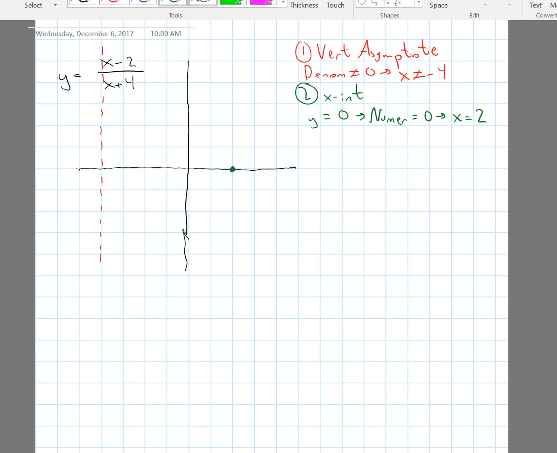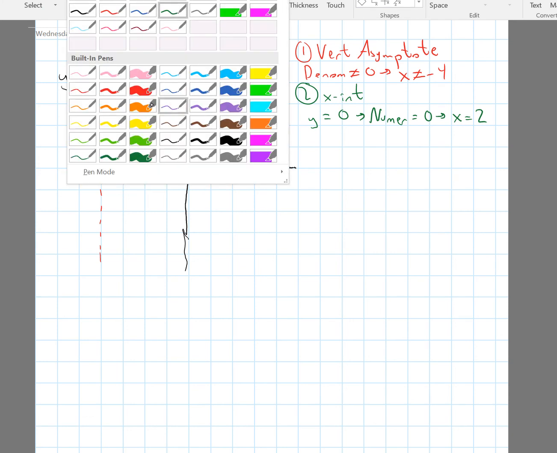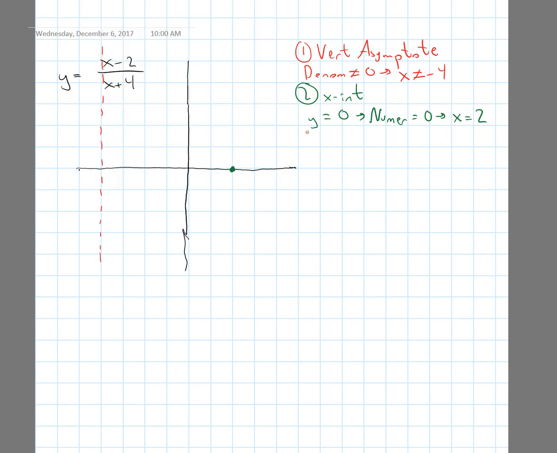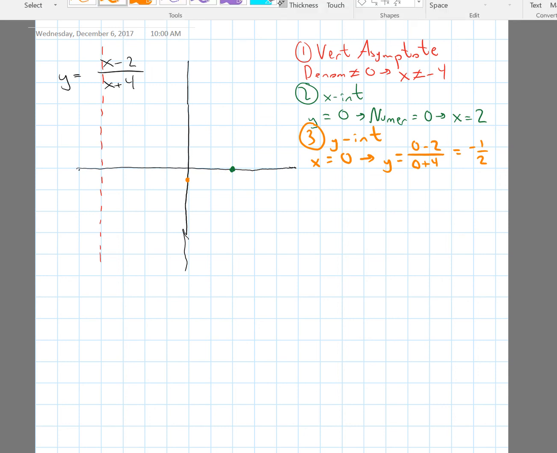Third thing we could graph, and I am running out of colors, orange. The y-intercept, we should know, occurs when x equals 0, which in this case would give us y equals (0 minus 2) over (0 plus 4). So you got to plug in, and you would get negative 2 over 4, or negative a half, right? Yeah, negative a half is our y-intercept. That's what we have going on there.